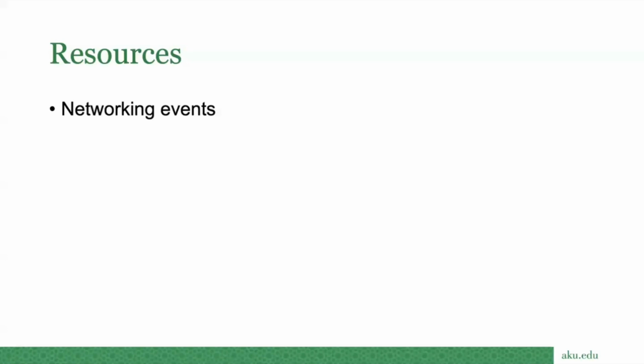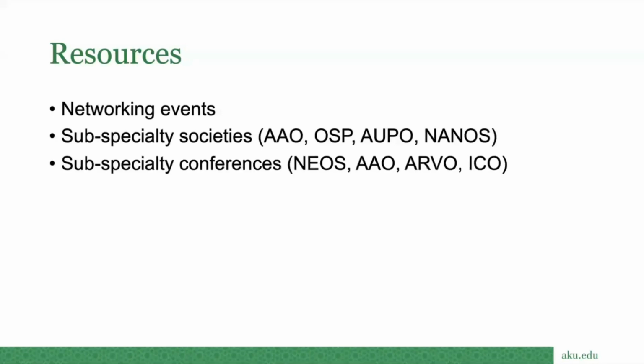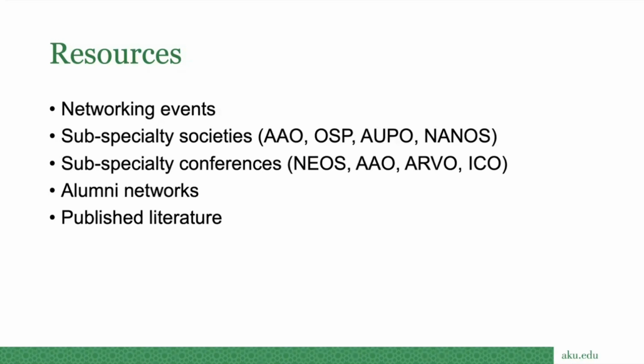So all of this information, the resources, you can get from different networking events, from different subspecialty societies like the American Academy, OSP, AUPO, Nanos. I will tell you a little bit about them as well. There are other subspecialty conferences like the NEOS conference I attended, the American Academy conference, ARVO, ICOs. Anyone who wants to get into the US system has to be very familiar with all of these societies and conferences. Then you can have alumni networks if you have one.